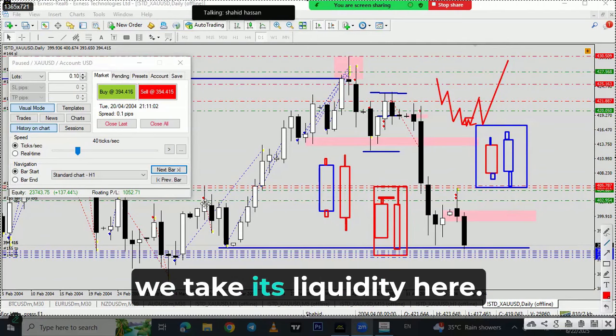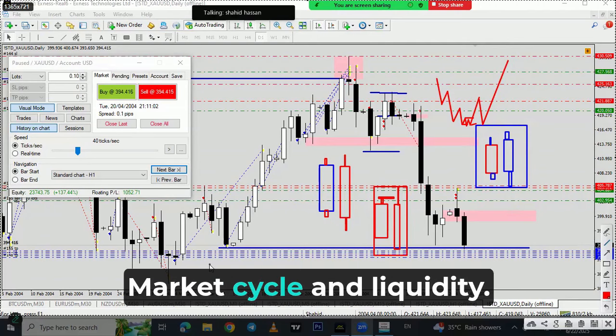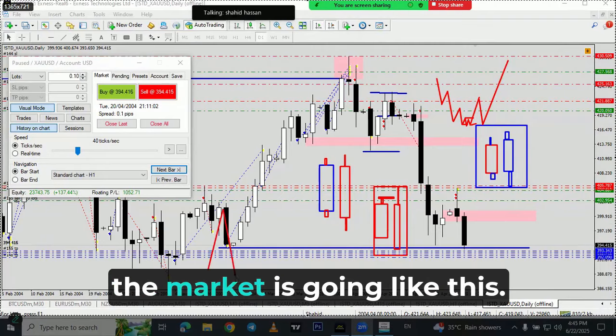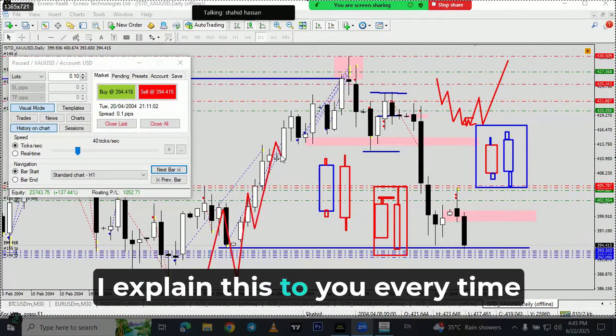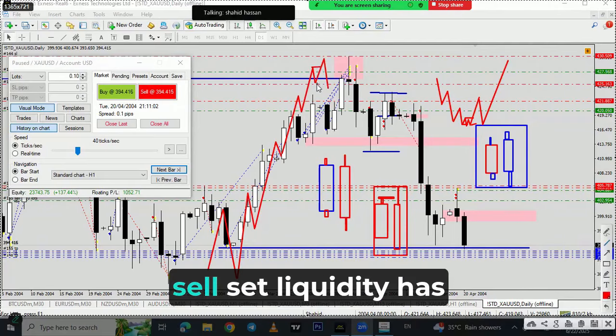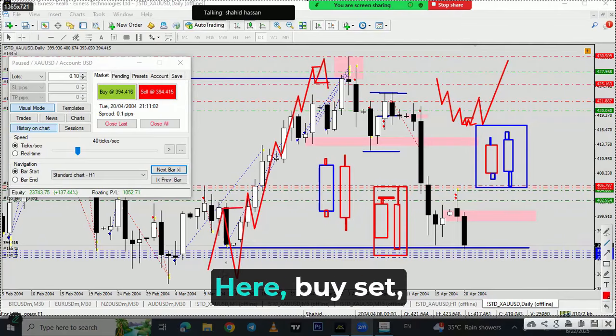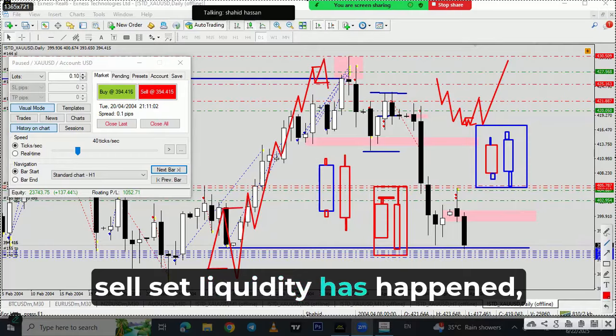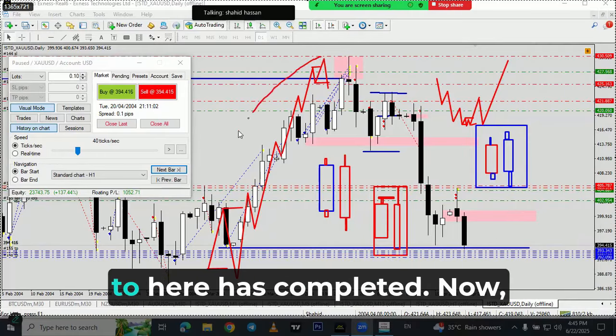After that, we take its liquidity here. How do we take it? Market cycle and liquidity. For example, the market is going like this. I explain this to you every time so that you also understand something. Here, see, buy set, sell set liquidity has happened here. Here, buy set, sell set liquidity has happened. So the market cycle from here to here has completed.